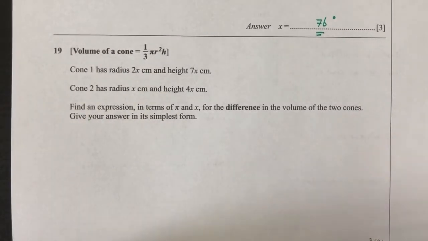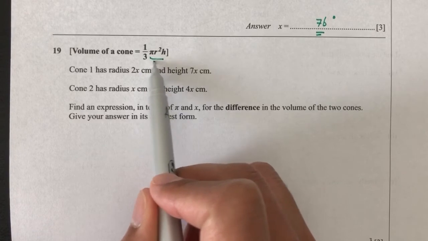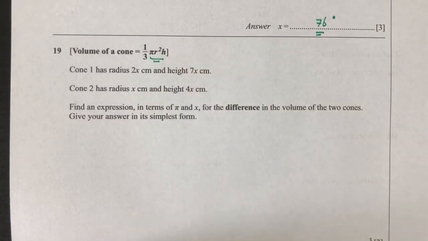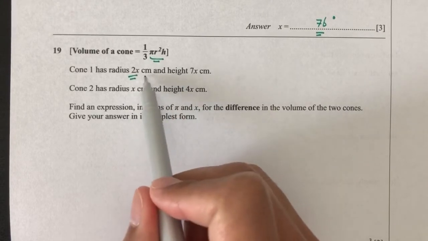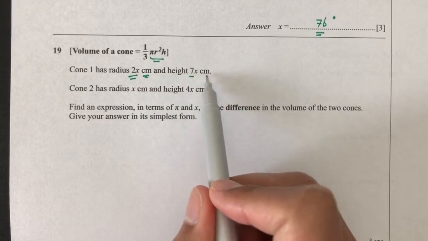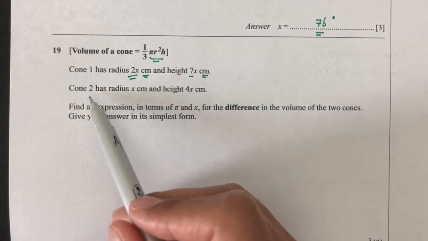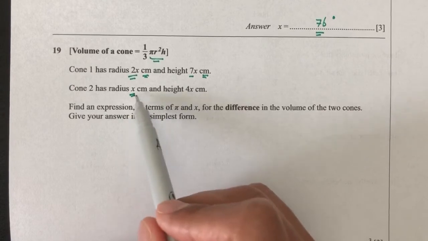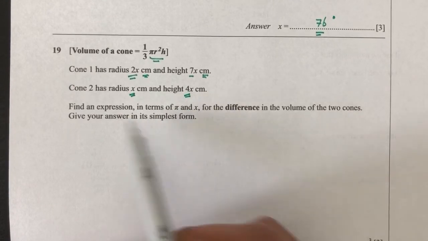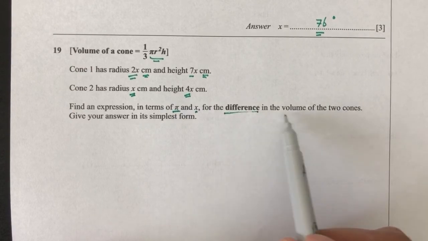Question number 19. The volume of a cone is 1 over 3 pi r squared h. That's the volume of a cone. Cone 1 has a radius of 2x centimeters and height 7x centimeters. That's the first cone. And now cone 2 has a radius of x and a height of 4x. Find the expression in terms of pi and x for the difference in the volume of the two cones.